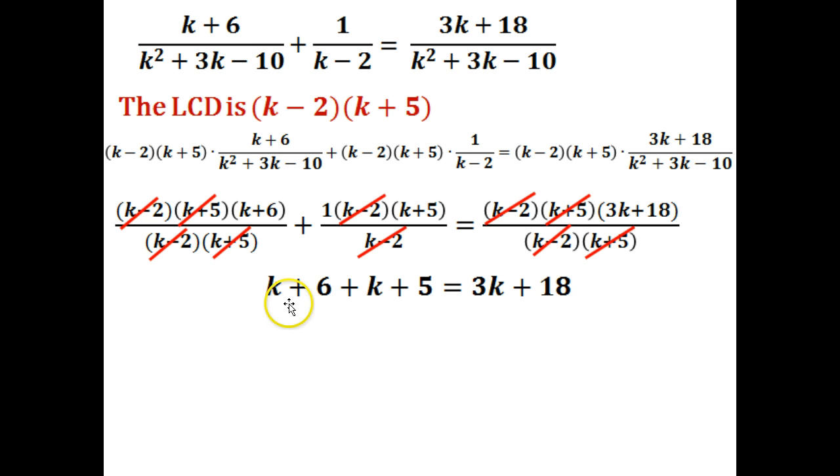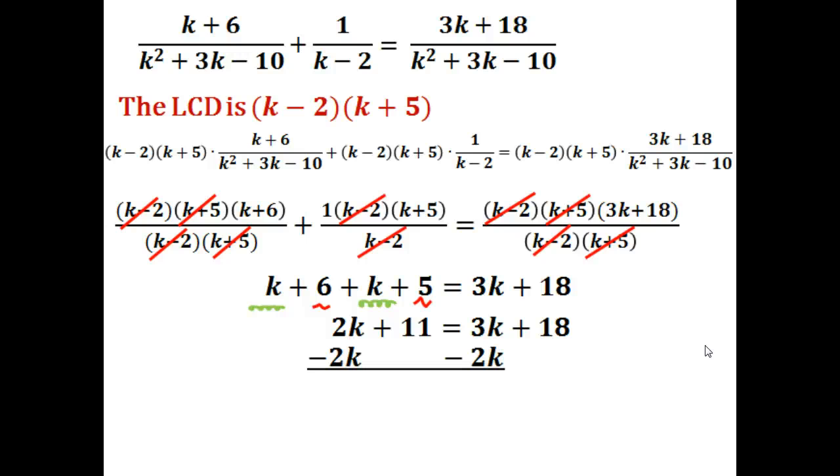Now I look at this, and it's a fairly simple equation to solve. I look for like terms that I can combine. I see my k's I can combine. My 6 and my 5 I can combine, so I go ahead and mark those. Then I combine those next. That's going to give me 2k plus 11 equals 3k plus 18. Now I'm going to get all my k's on one side, and it doesn't matter what side you get them all onto. I'm going to subtract 2k from both sides to get them over here on the right hand side. That leaves me k plus 18 equals 11. Now I want to get my 18 on the other side. I subtract 18 from both sides.